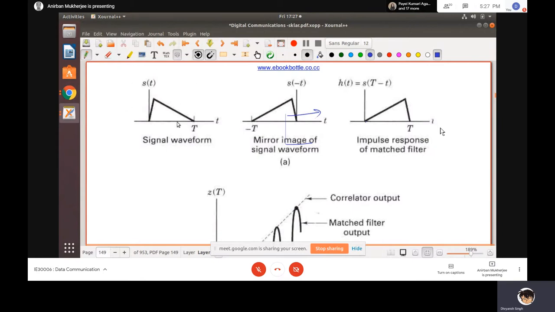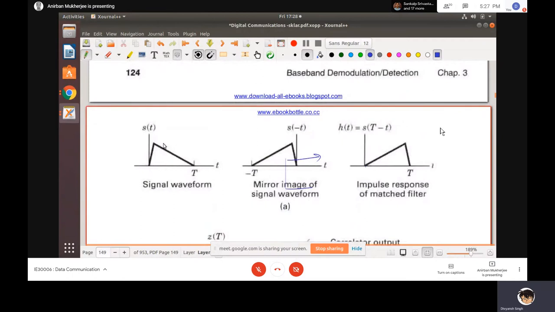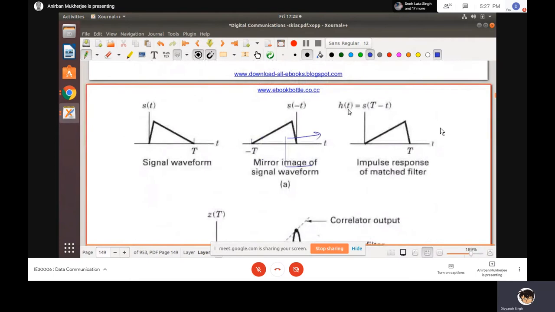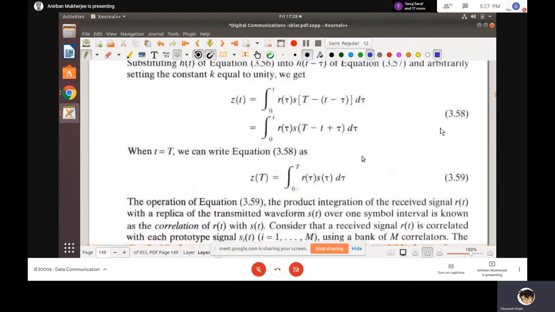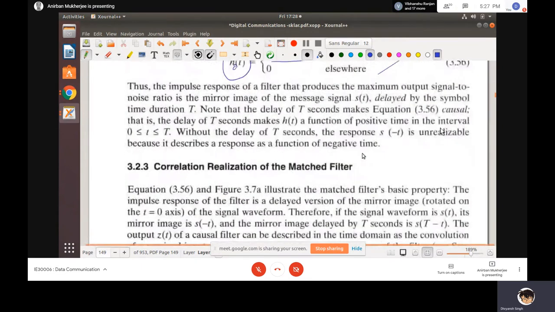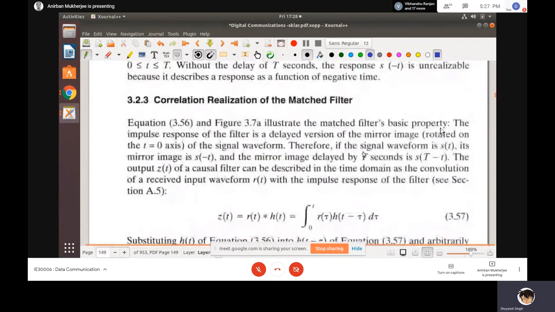So if your input signal waveform is like this, say for binary transmission you are sending 0 and 1, so s0(t) you are sending something like this, and s1(t) you are sending something other. First of all, this h(t) will be s(T - t). That means the impulse response is matched to the signal waveform. It is related to the signal waveform. So this is the basic idea.